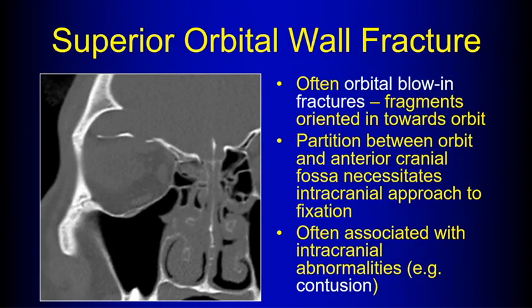Superior orbital wall fractures are typically different than the medial and inferior orbital fractures. They can often be a blow-in fracture where the fracture fragments get displaced towards the orbit. Since the superior orbital wall forms a partition between the anterior cranial fossa and the orbit, fixing these fractures necessitates an intracranial approach. And finally, since most of these are blow-in fractures, it's typically from a downward force applied by the brain, and so these patients typically have brain contusions.